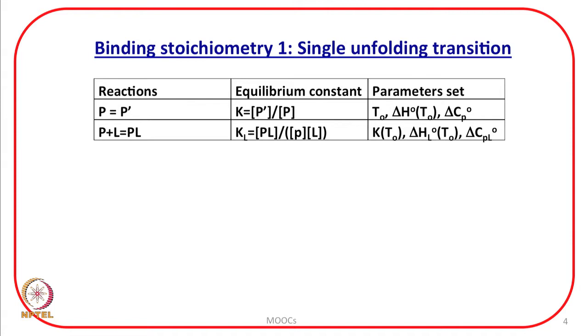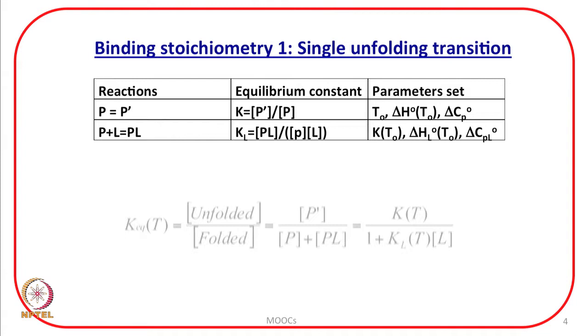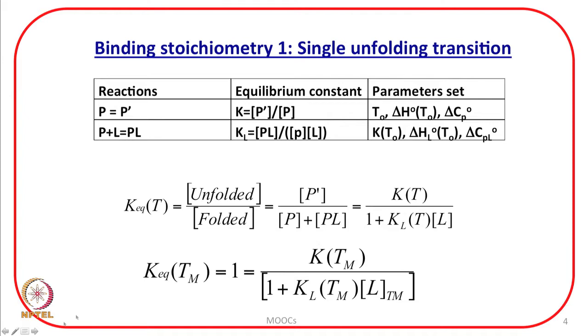Then we started with the binding stoichiometry for a single unfolding transition and introduced these equations along with the expressions for their equilibrium constant and parameters set, and we arrived at these two equations for K equilibrium at a given temperature T and K equilibrium at Tm, which is equal to 1. And then finally we also came up with an equation for KLTm, and that KLTm, the binding constant, is what we are interested in, because KLTm can further be connected to KL at any temperature T. Now, let us discuss further.